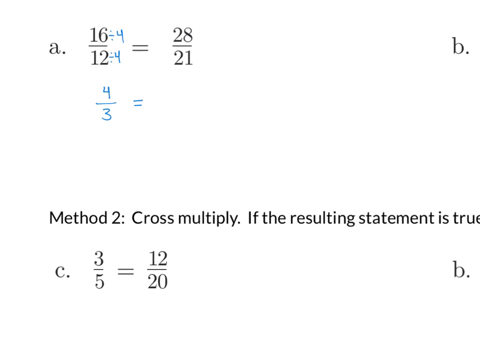For our second fraction, 28 and 21, both are divisible by 7. And if we divide by 7, we get 4/3. Since 4/3 is equal to 4/3, this is a proportion.